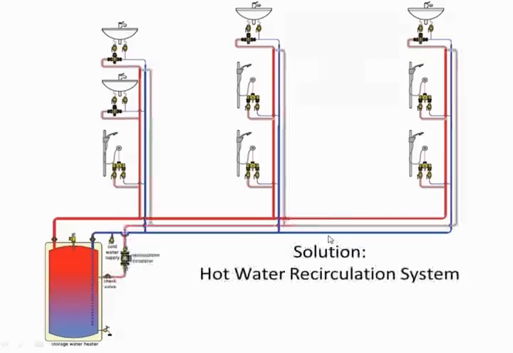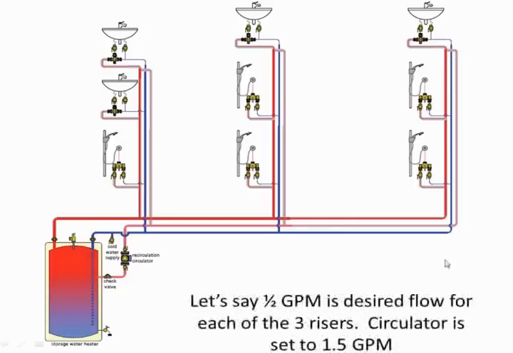So in these applications, many designers will specify a hot water recirculation system whereby a pump is installed and a parallel riser is installed to constantly take hot water up close to the last fixture and back to the heating system, so that whenever there's a draw, there's always hot water available with very little waste.